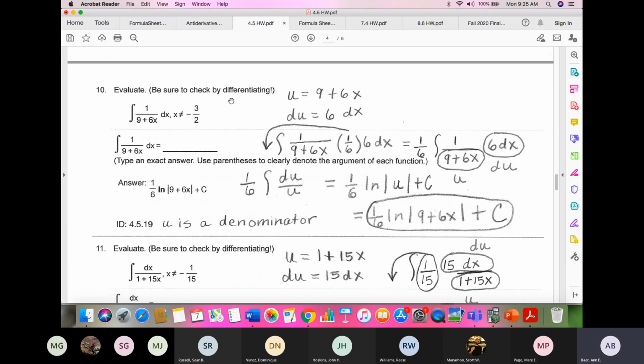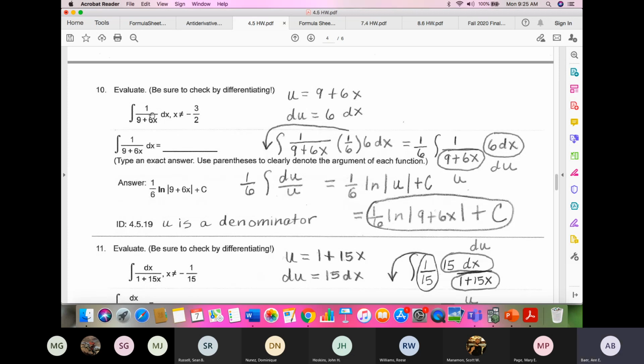And if you get one of these problems for one of your first 7 problems on the comprehensive final, I do want you to then check by differentiating.